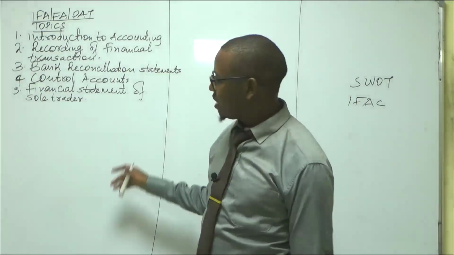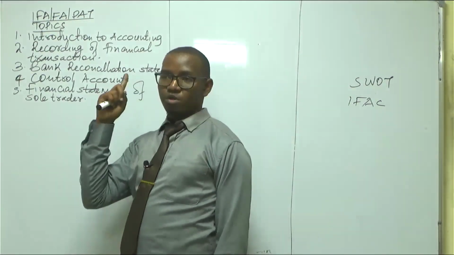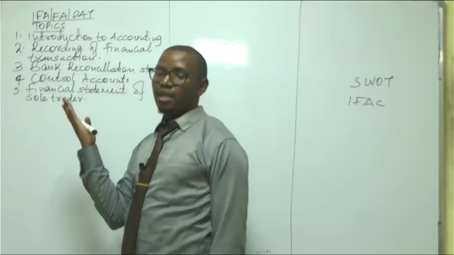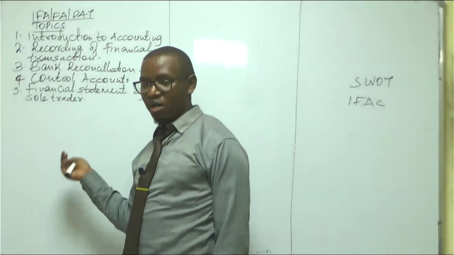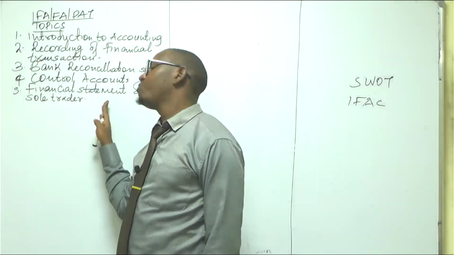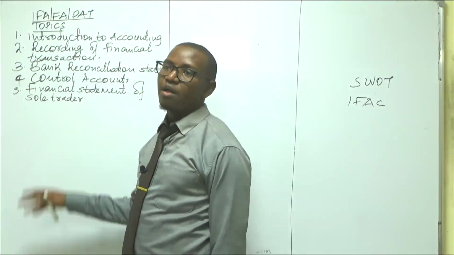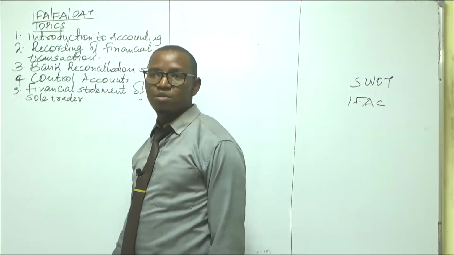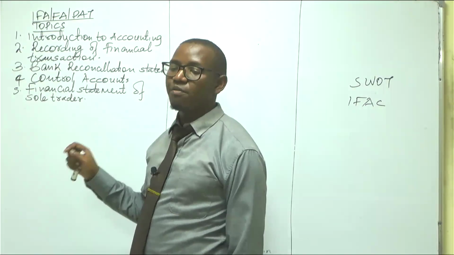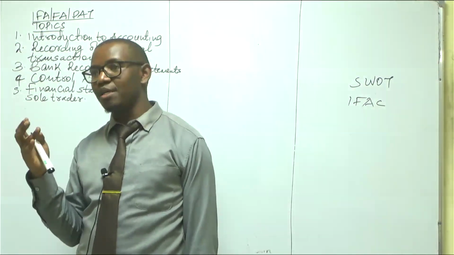So in the financial statements of a sole trader, mtu mmoja, kwa pamoja. Generally, a sole proprietor is required to maintain 2 types of financial statement. The statement of profit or loss, ndo ajue profits. Sawa. And then the statement of financial position.